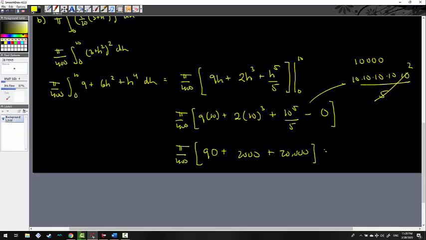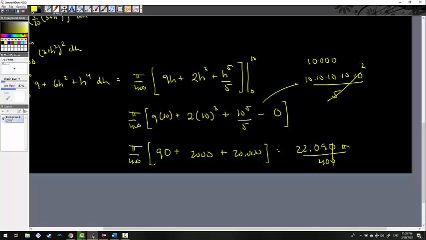So that's going to end up becoming 22,090 over 400 pi. And then a couple of the zeros can knock away, and you will end up getting 2209 pi over 40. And that is your answer for part B. If you wanted to simplify it, you could actually have been done right here and gotten full credit.